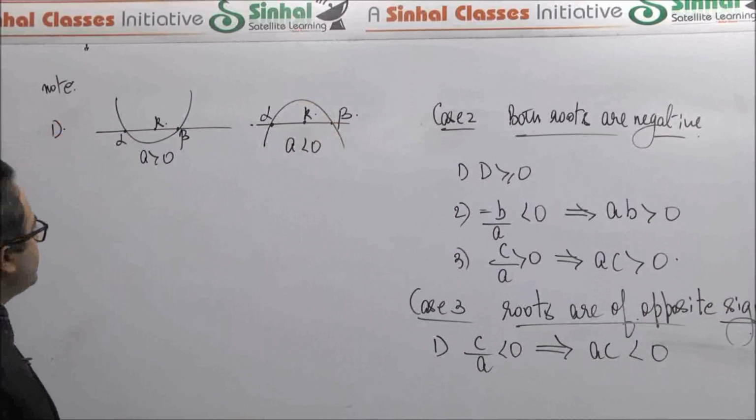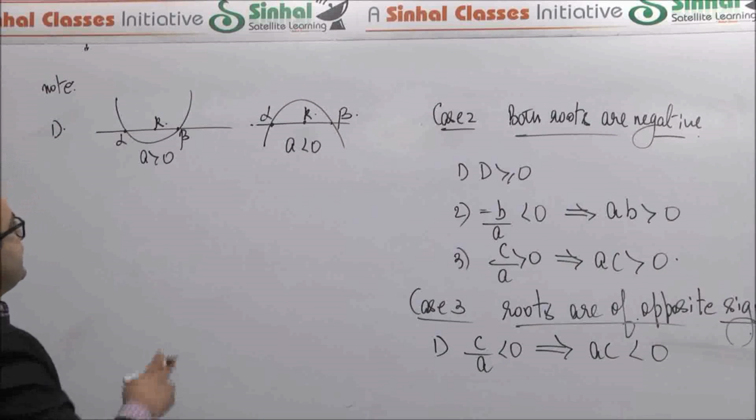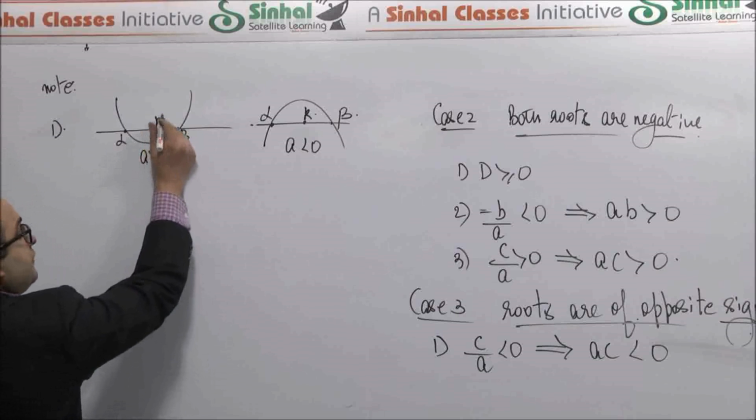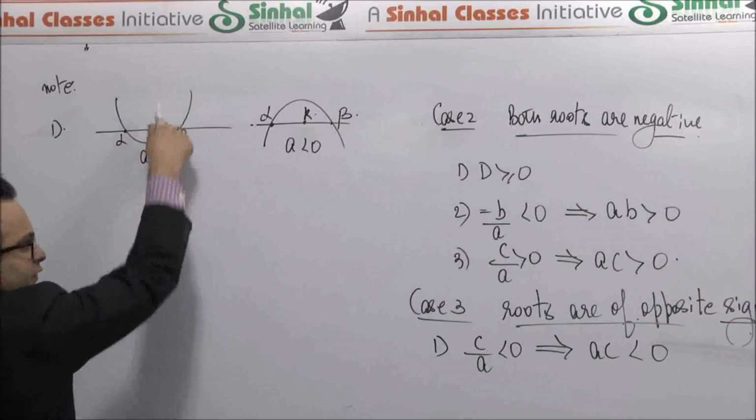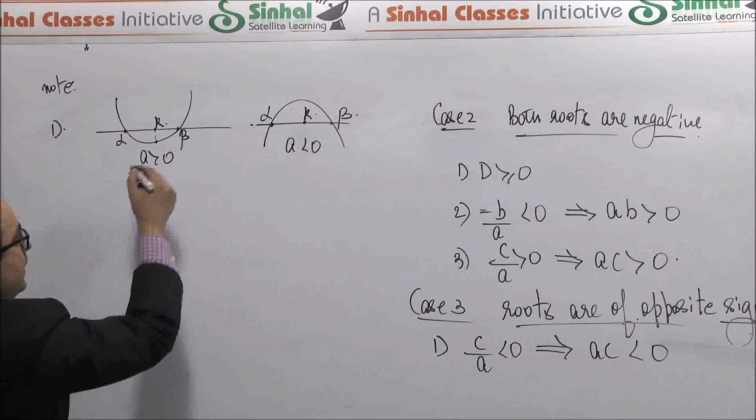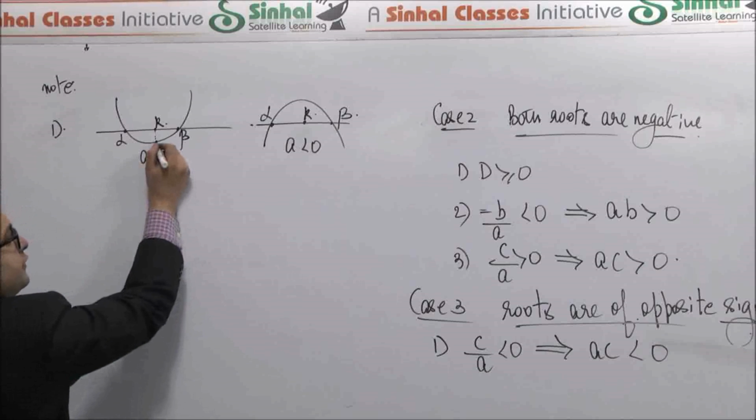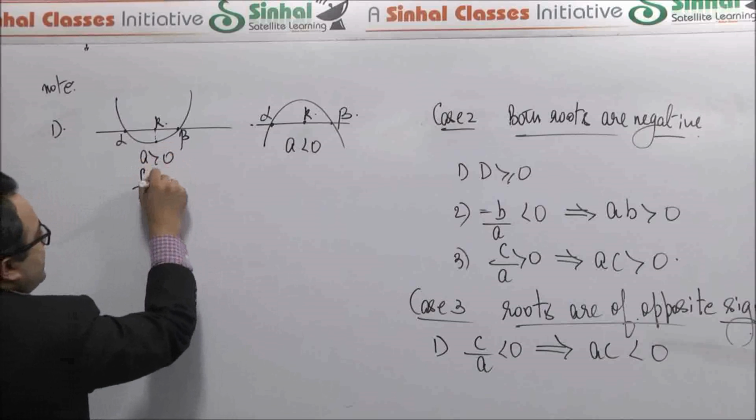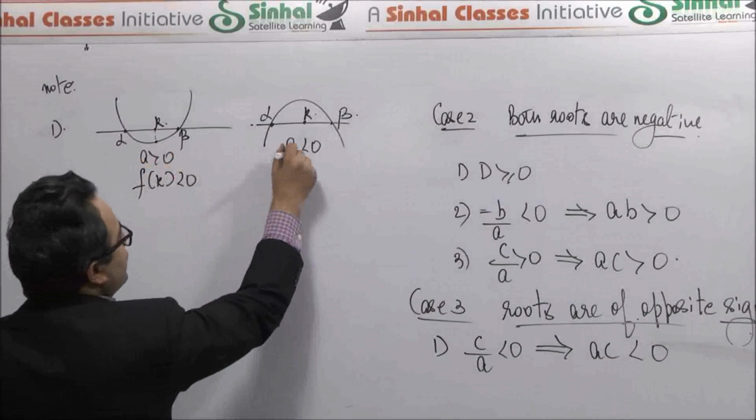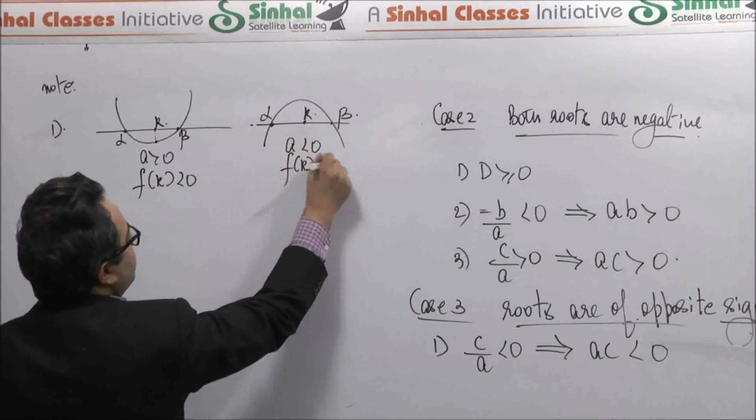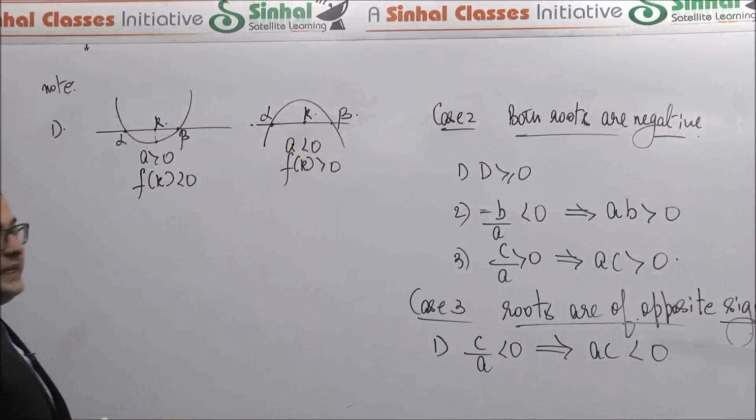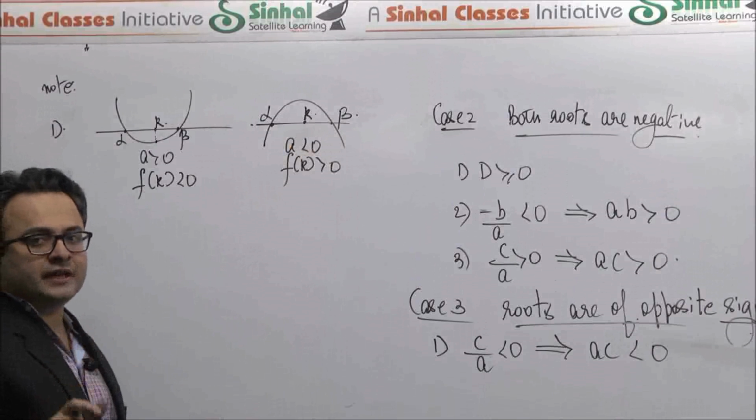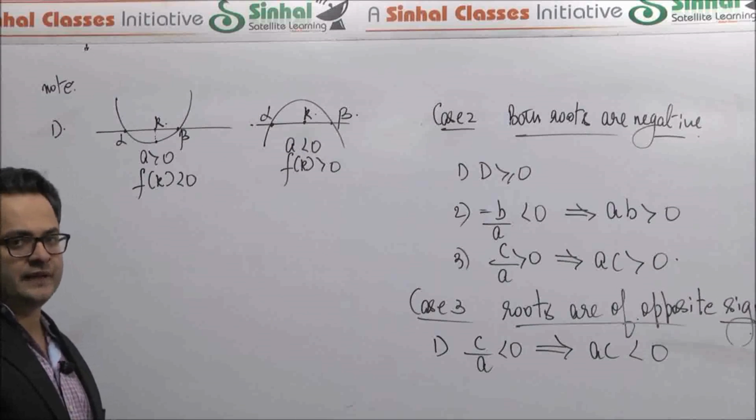One thing that should be observed is that if I talk about the sign of f of k, the function value at k, we'll draw a line parallel to the y-axis. That will intersect the curve somewhere over here, which means that the y-coordinate of this point is f of k. So clearly over here f of k is a negative value, and clearly over here f of k is a positive value. Right? So in both these situations, a and f of k have an opposite sign. One is positive and one is negative.